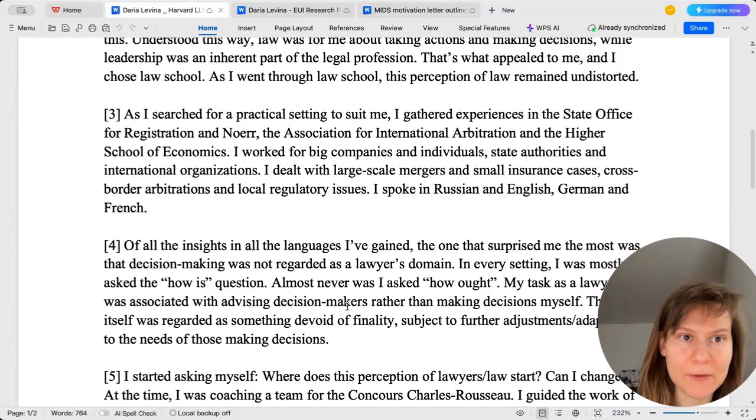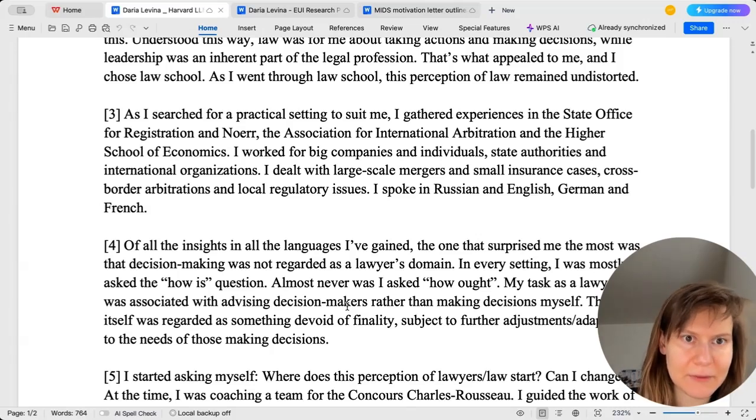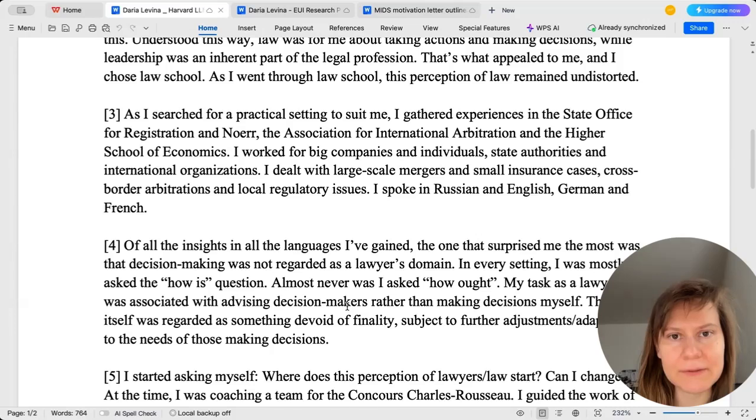Paragraph number 3 is about my search for professional identity. It's about all the diverse experiences of me working as a lawyer that I collected. I'd like to point out that it is a very short paragraph. It's only 4 short sentences. And that's about 3 years of my life.